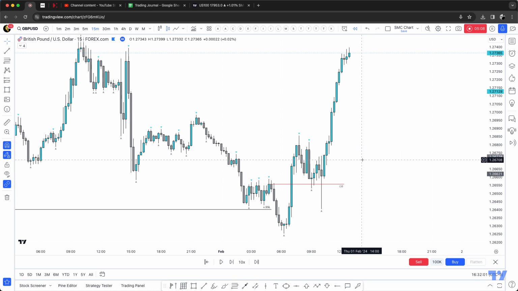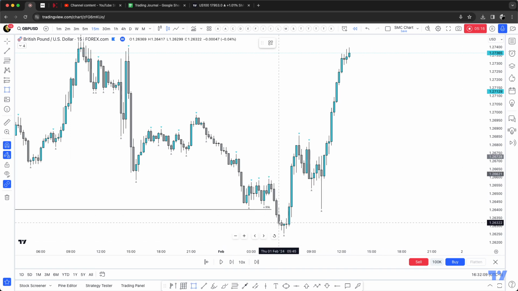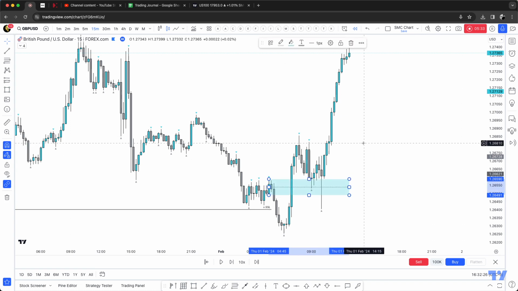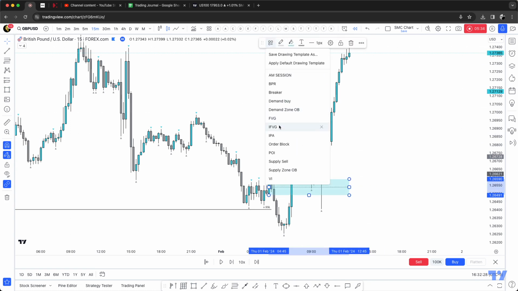Now, where is the actual breaker block? The breaker block is going to be this last bullish candle before the move, okay? I don't want you to mix this candle and this candle. In this example, it's only one candle right here, the last bullish candle before the downside move. That's the breaker block. So this one right here would be our breaker block.